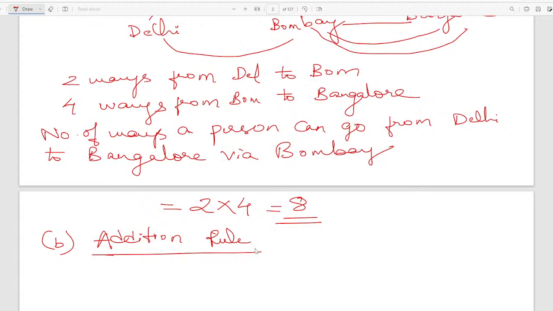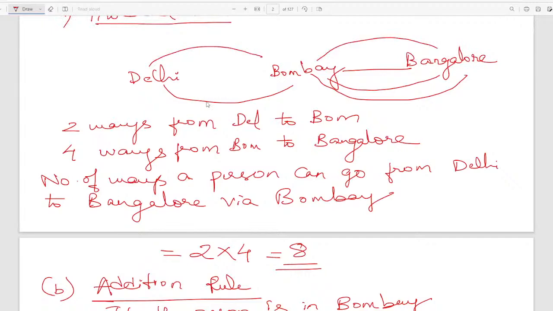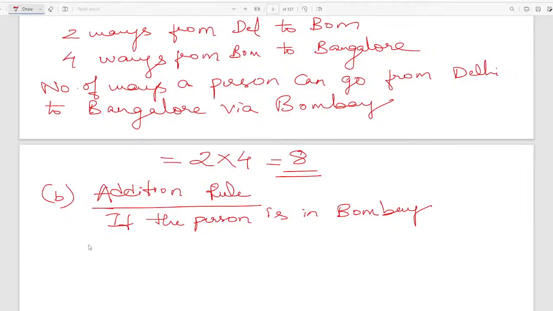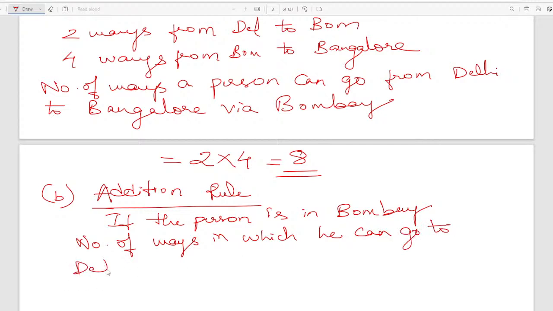Here, for example, in the same problem, if a person is already in Bombay and he has to calculate the number of ways in which he can go to Delhi or Bangalore.